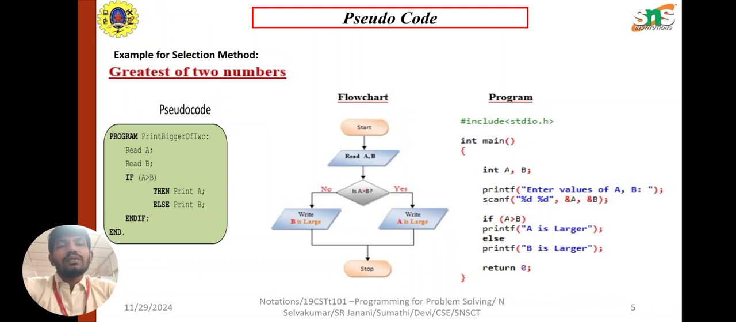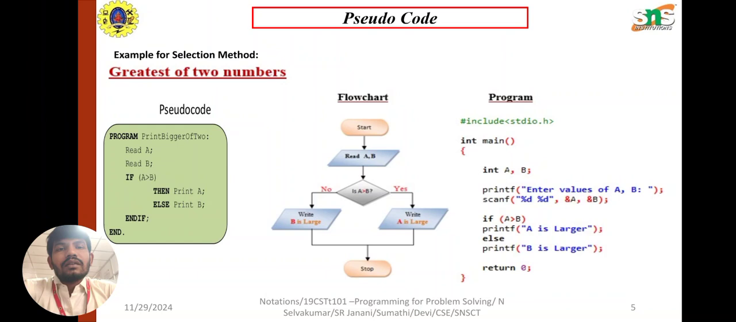In the flowchart, we start and read a and b. After reading the a and b values, we check the condition a greater than b. The condition is yes or no. If the condition is yes, write a is larger. If the condition is no, write b is larger. Then we stop the program.